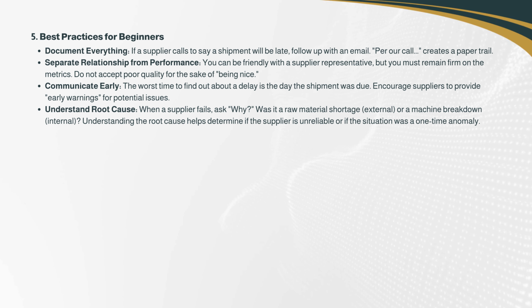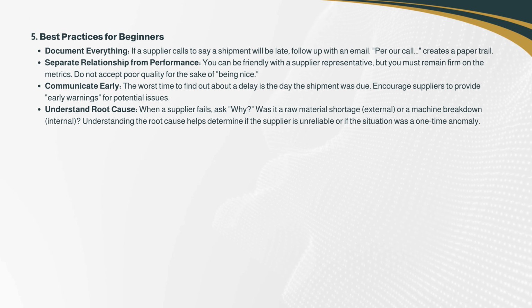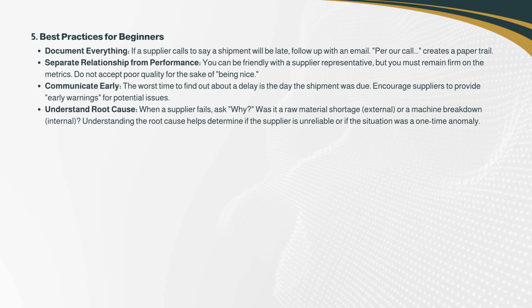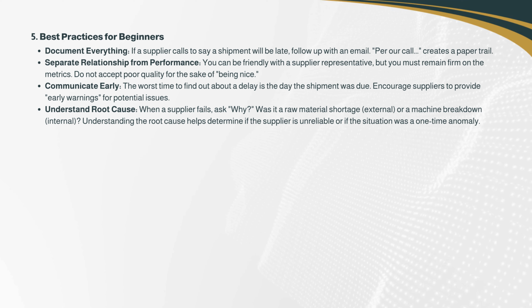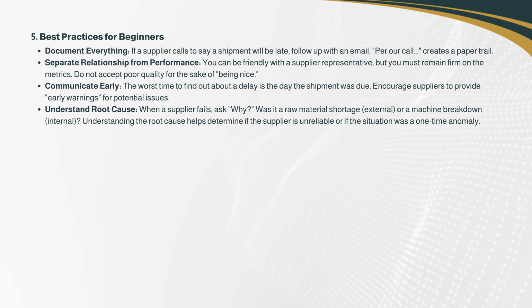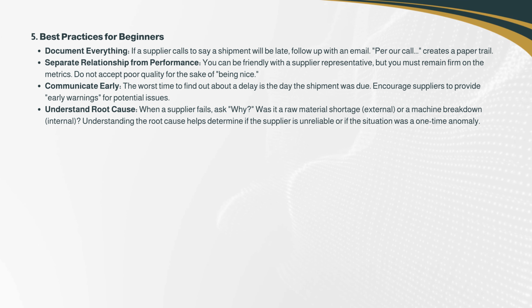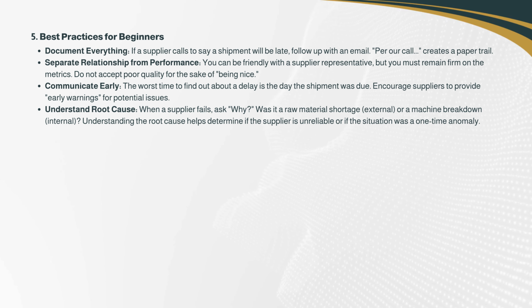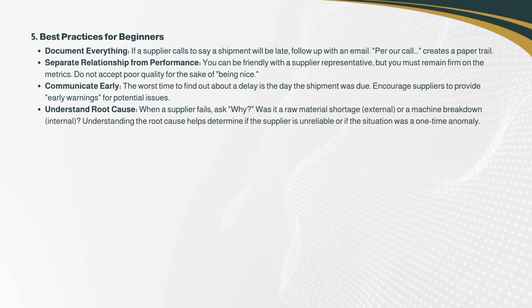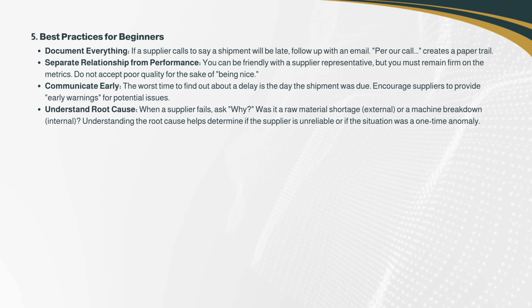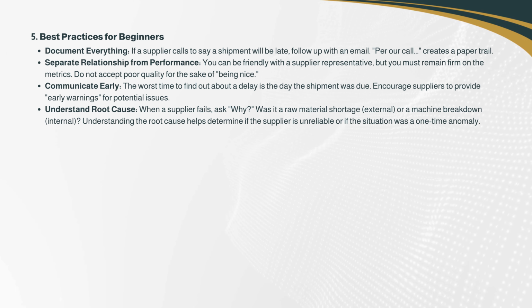Communicate early. The worst time to find out about a delay is the day the shipment was due. Encourage suppliers to provide early warnings for potential issues. Understand root cause. When a supplier fails, ask, why? Was it a raw material shortage, external, or a machine breakdown, internal? Understanding the root cause helps determine if the supplier is unreliable or if the situation was a one-time anomaly.